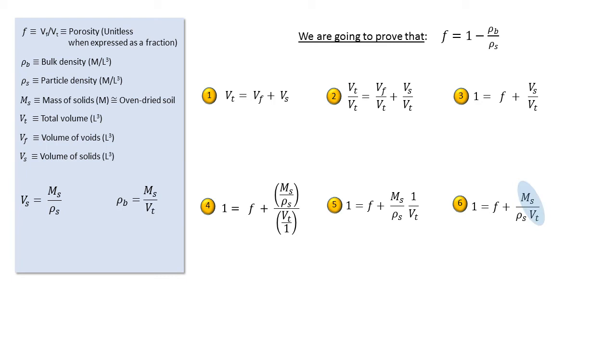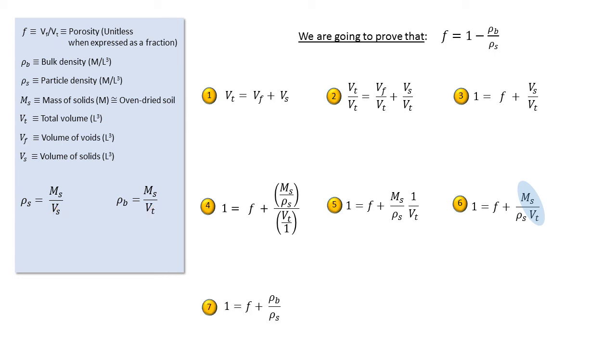Also, it is interesting to notice that we can rearrange this formula here and we get the following. We get particle density equals the mass of solids divided by the volume of solids. Now, if we compare particle density and bulk density, we see that the only difference is actually in the denominator. So keep in mind at the time of calculation to not get confused with particle density and bulk density.